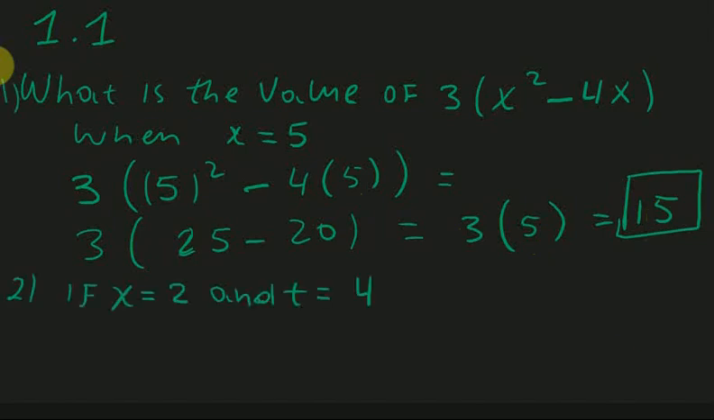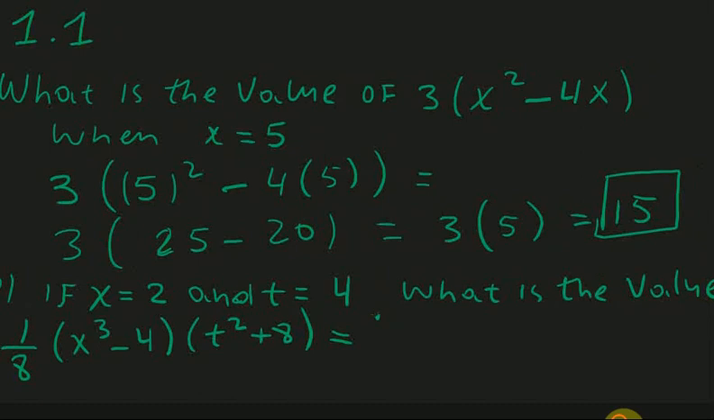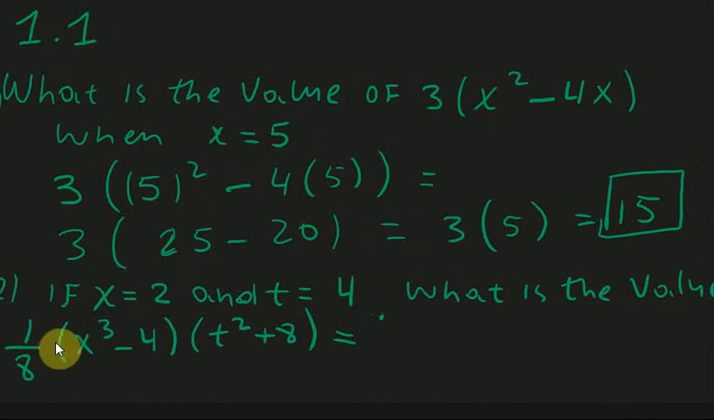Okay, the second question is a little bit different. It was asking, if x equals 2 and t equals 4, what is the value of this term? 1/8 times (x³ − 4) times (t² + 8) equals what?